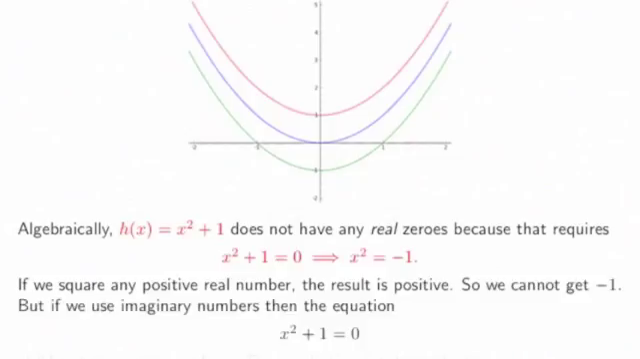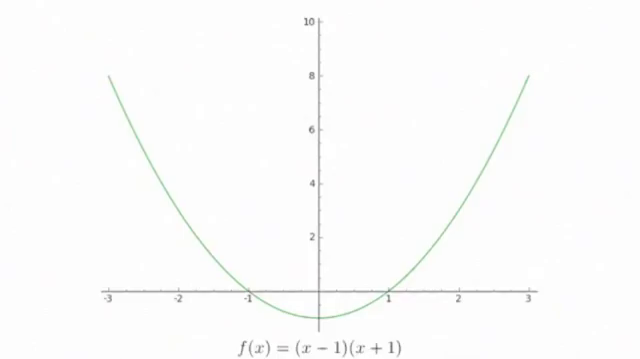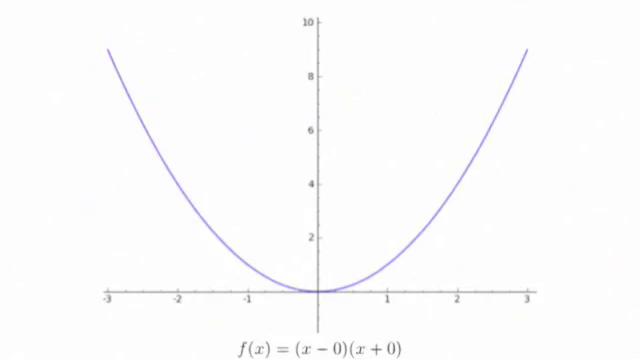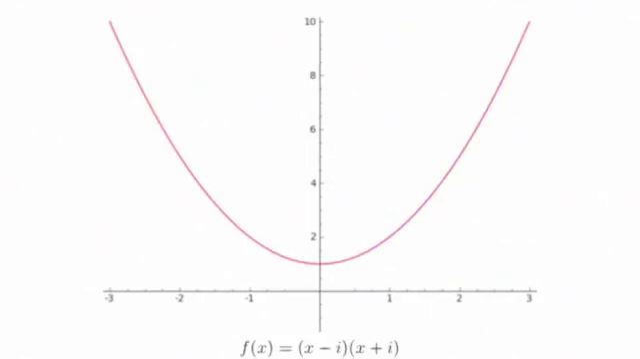But if we use imaginary numbers, then the equation x squared plus 1 equals 0 has two zeros, but they're imaginary, i and minus i. The quadratic x squared plus 1 now factors as x minus i times x plus i. We've found a way to factor x squared plus 1 and find two zeros. It's just those zeros are imaginary. Here again is the first quadratic with its two zeros, 1 and minus 1. We moved it up and got a quadratic with 2 zeros, both 0, of multiplicity 2. Move it up again, and now we have a quadratic with imaginary zeros.